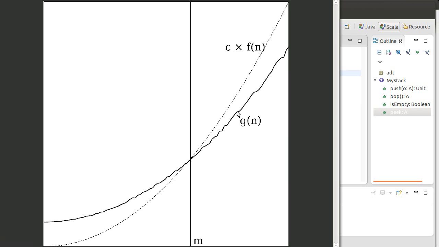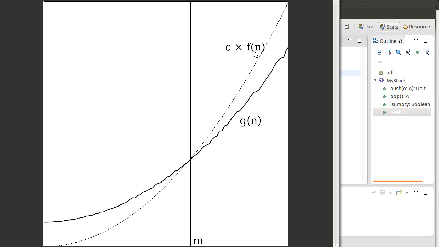And then we have some other function f. In this case, I've made my f look rather like a quadratic curve. And we don't care just about f, we care about this c times f. What we're saying here is there is some point m, you'll notice the m here on our horizontal axis, and beyond that point m, c times f of n is always greater than g of n. No matter how far out you go, going out to infinity, this dotted curve will always be higher than the bold curve. That's what it means to say that g is order f of n.